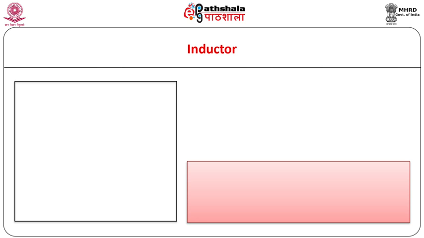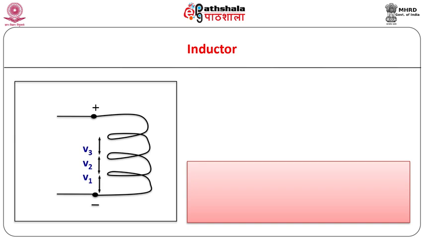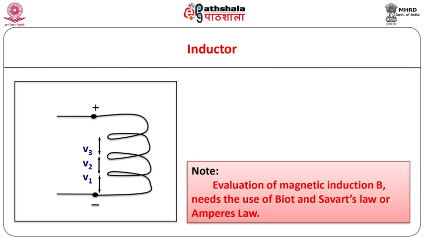A multi-turn inductor can be assumed to be made up of n identical turns arranged one below the other. The voltage drop across it then can be found by evaluating the line integral over n turns, which is n times the potential drop across a single turn inductor. Note that the inductance L of a coil can be found by evaluating the surface integral of magnetic induction B, which needs the use of Biot and Savart law or Ampere's law.